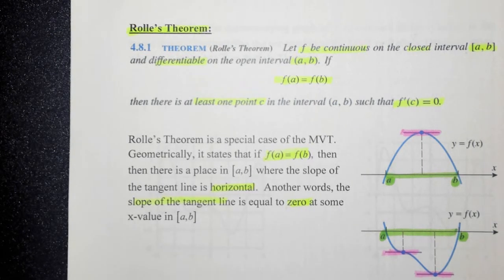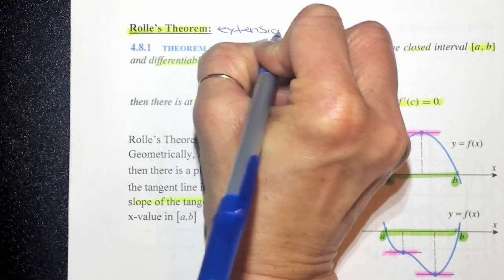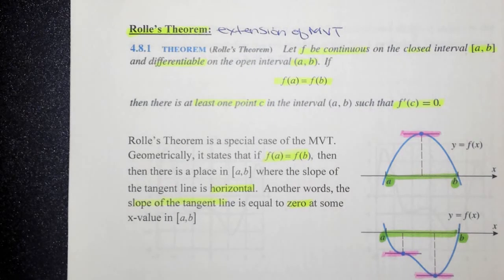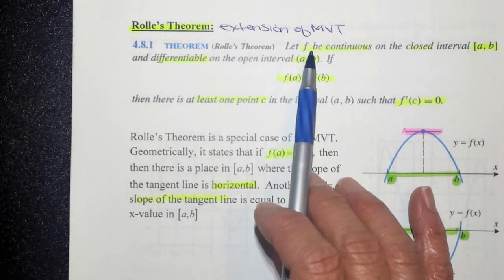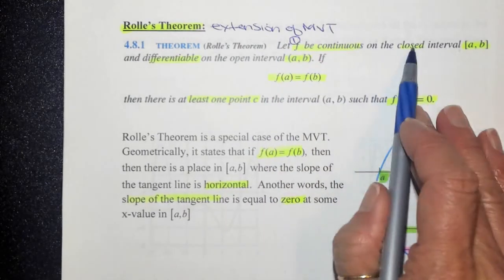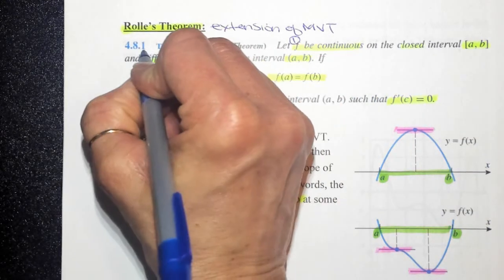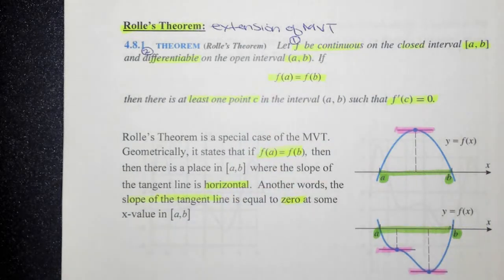Okay, Rolle's theorem is an extension of the MVT. We understand that the MVT is where the slope of the tangent line is equal to the slope of the secant line. So Rolle's theorem must state that the function f must be continuous, condition number 1, on the closed interval from a to b. Condition number 2 is that this function must be differentiable on the open interval, the same as the MVT.